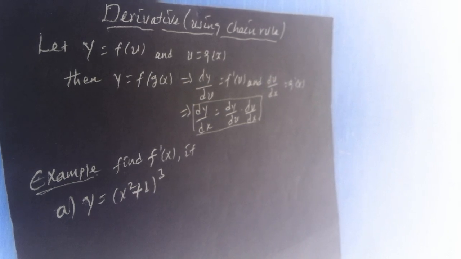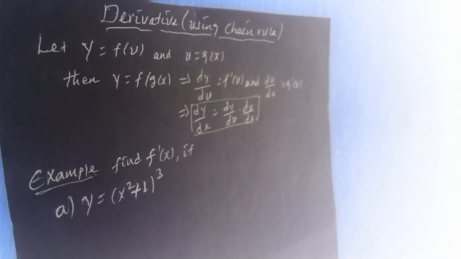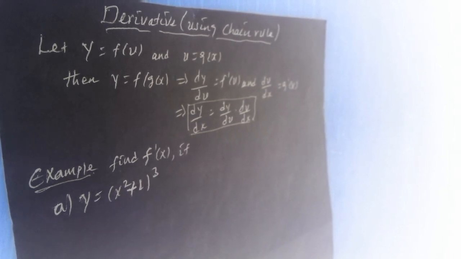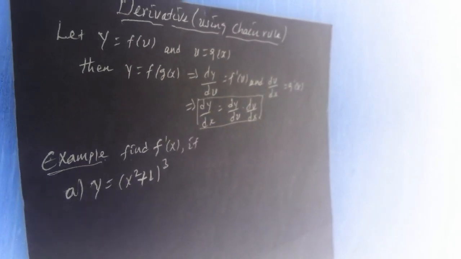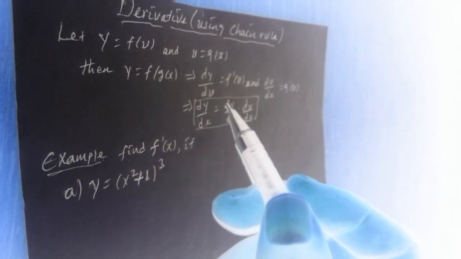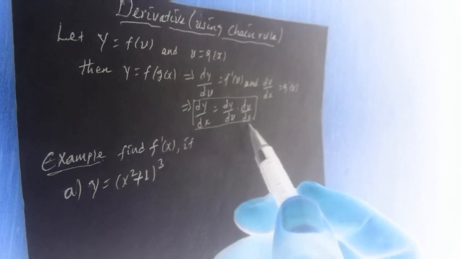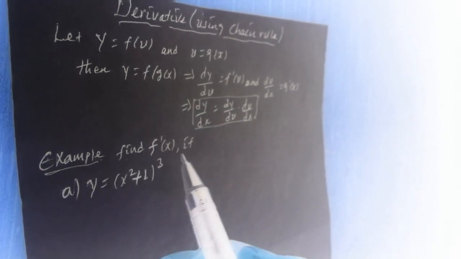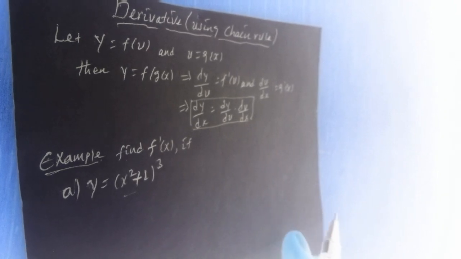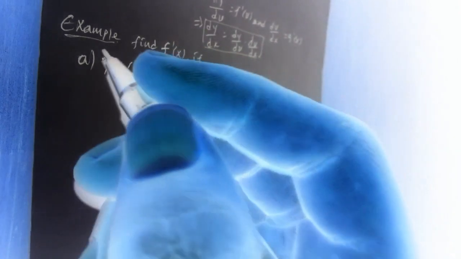Let y equal f of u, where u is one function and u equals g of x. Then we can rewrite y as f of g of x. Therefore, dy by dx equals dy by du times du by dx. This is the general form. Let's make an example: y equals x squared plus 1, the whole cubed.